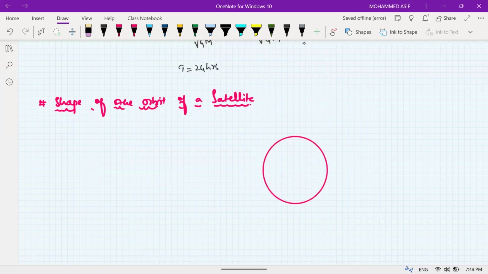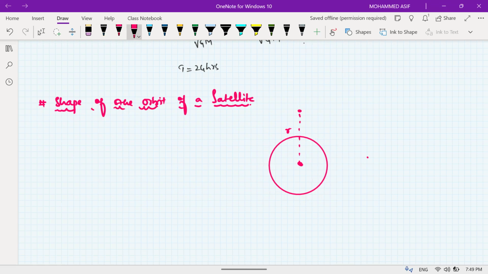This is your Earth. If a planet is projected from here, this is the center, and this is the small r total. The particle is being projected with a certain velocity v. This is the radius of the Earth, and this is the center O. So what will be the path followed by that body? V is the velocity of the body.